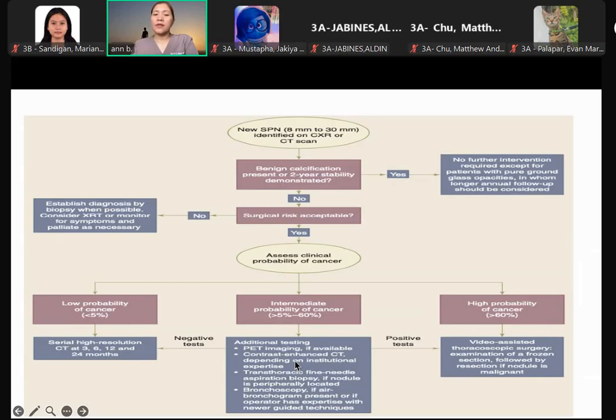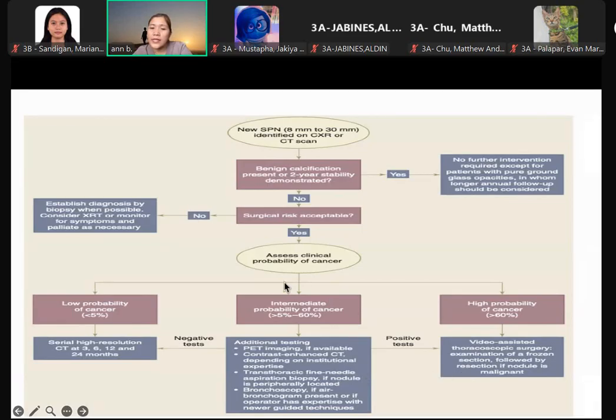But intermediate risk, if the patient has family history, any smoker, so all the risks that were discussed in the table, additional testing should be done. PET imaging, if available. Contrast-enhanced CT depending on the institutional expertise. Transthoracic fine needle aspiration biopsy if the nodule is peripherally located. Bronchoscopy if air bronchogram. So this should be done if there is a risk for the patient or when you assess the nodule has a risk. If high probability of cancer, proceed with VATS.